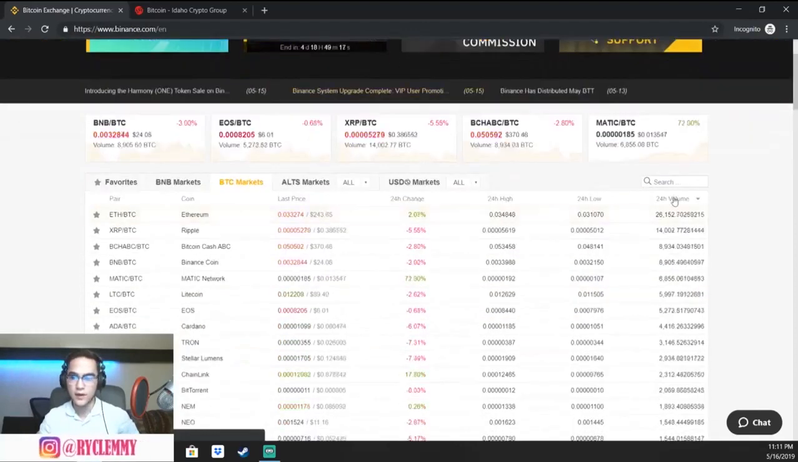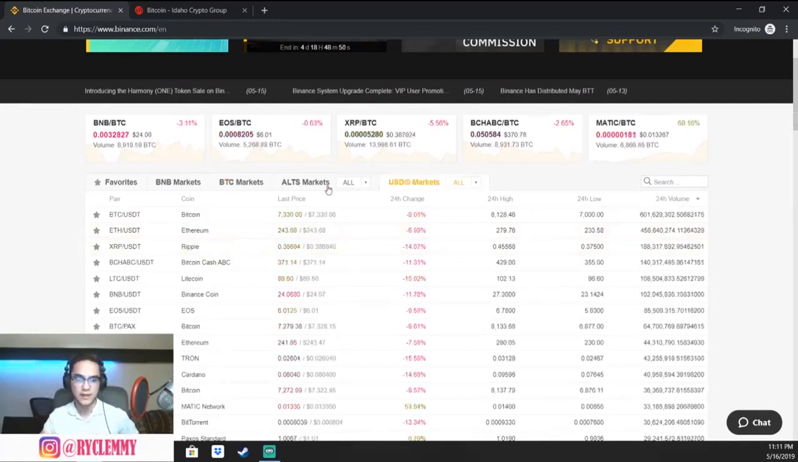But real quick, over here, you guys can also see on the home page, it shows you the last price, the US dollar value, the 24-hour change, which means the amount that the price has gone up or down in the past 24 hours, the highest it's been in the past 24 hours, and the lowest it's been, as well as the 24-hour volume. Now, what the volume means is just basically the amount of transactions of coins that are being purchased or sold in a 24-hour period. So it doesn't matter if it's buy or sell orders.